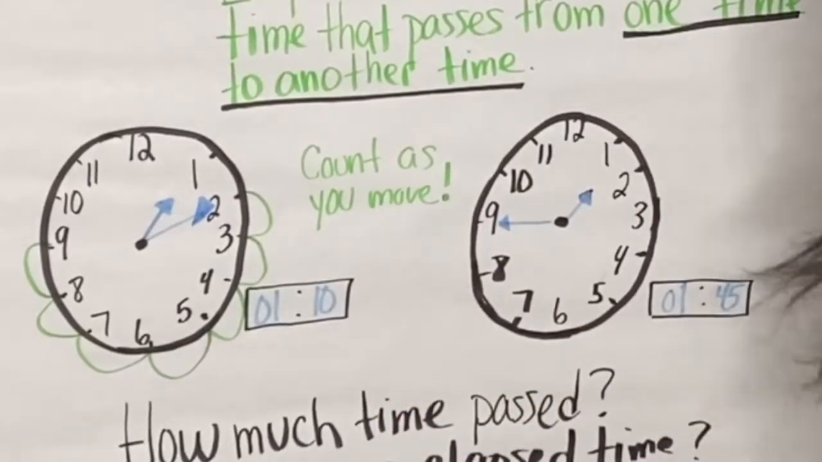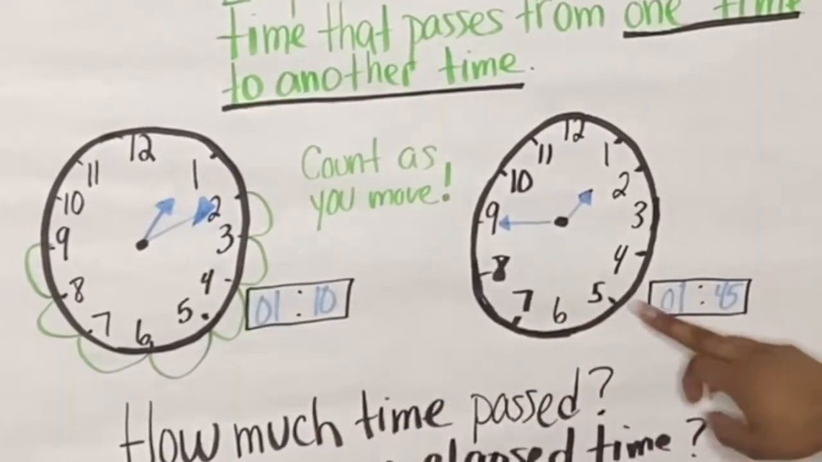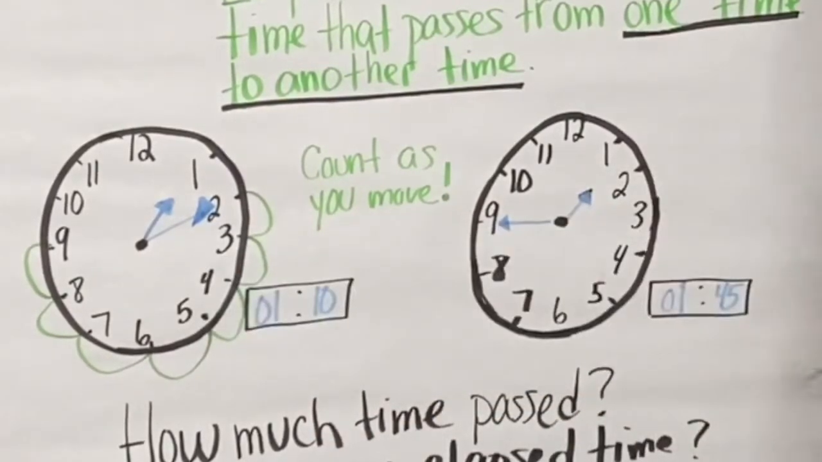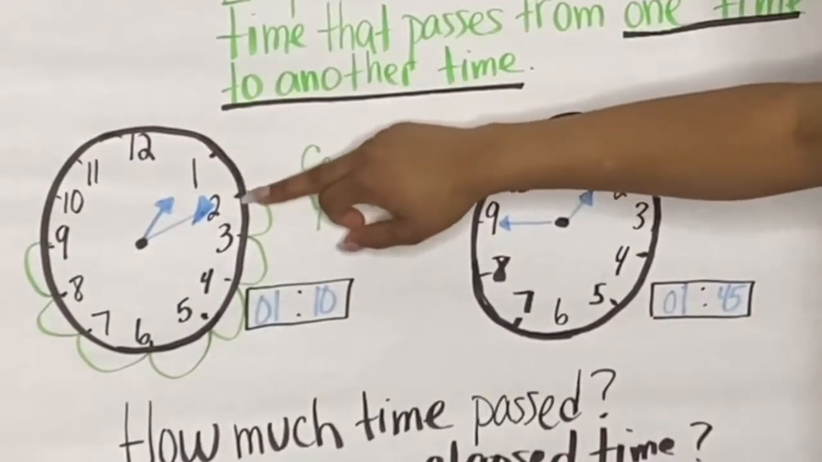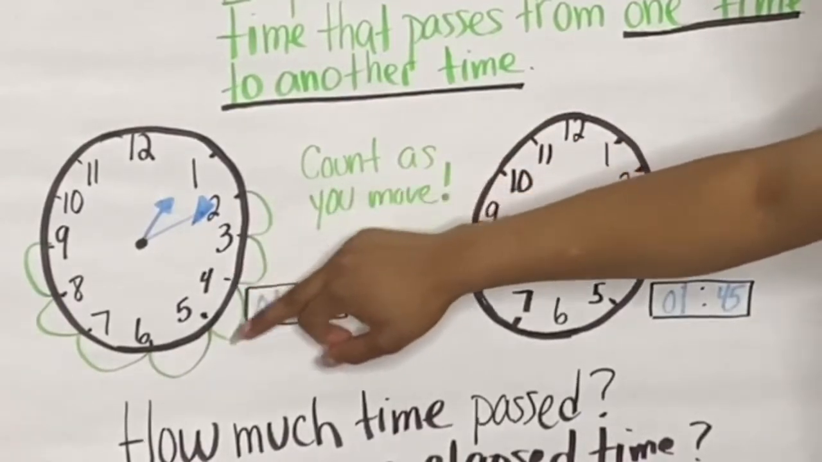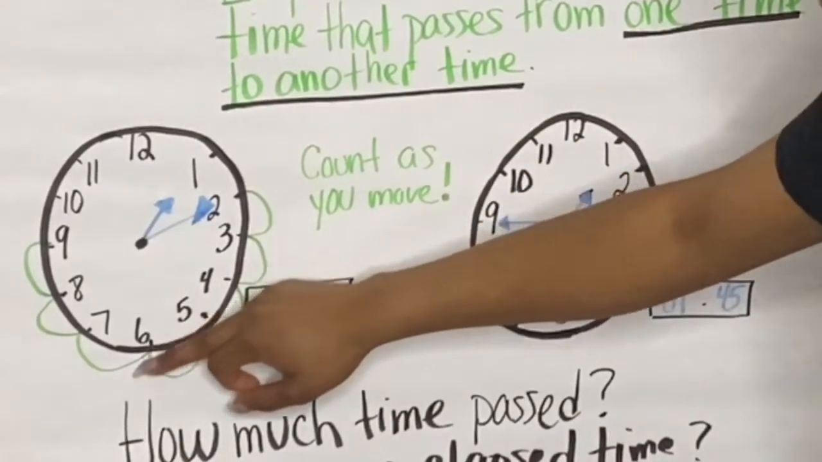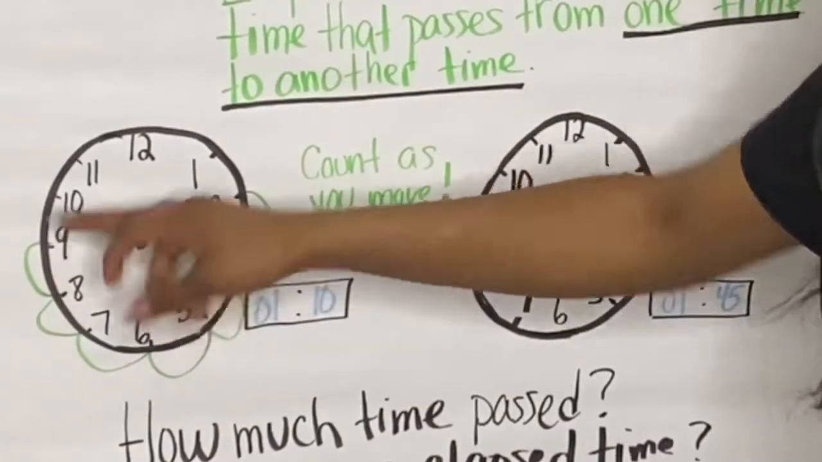Let's try it one more time. My start time is 1:10. I have to end up on 1:45. Let's count together by fives, starting at 1:10. 5, 10, 15, 20, 25, 30, 35.